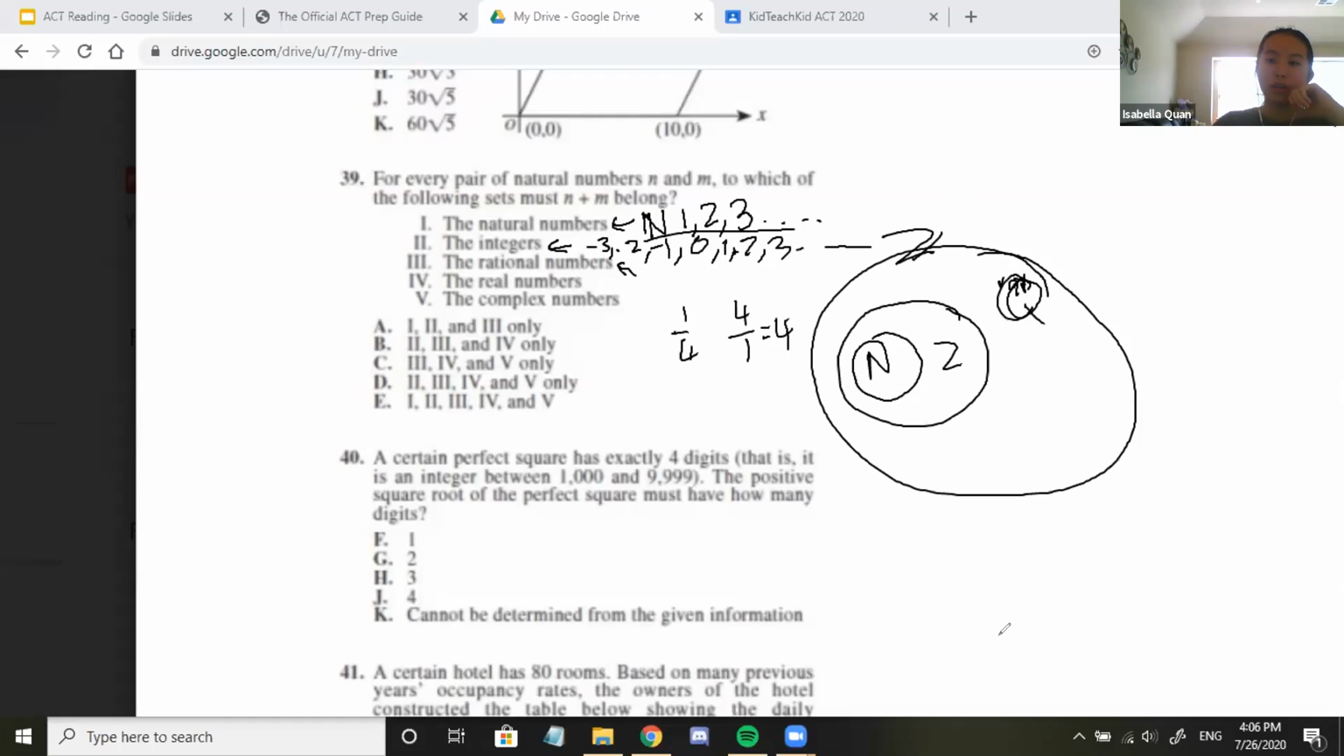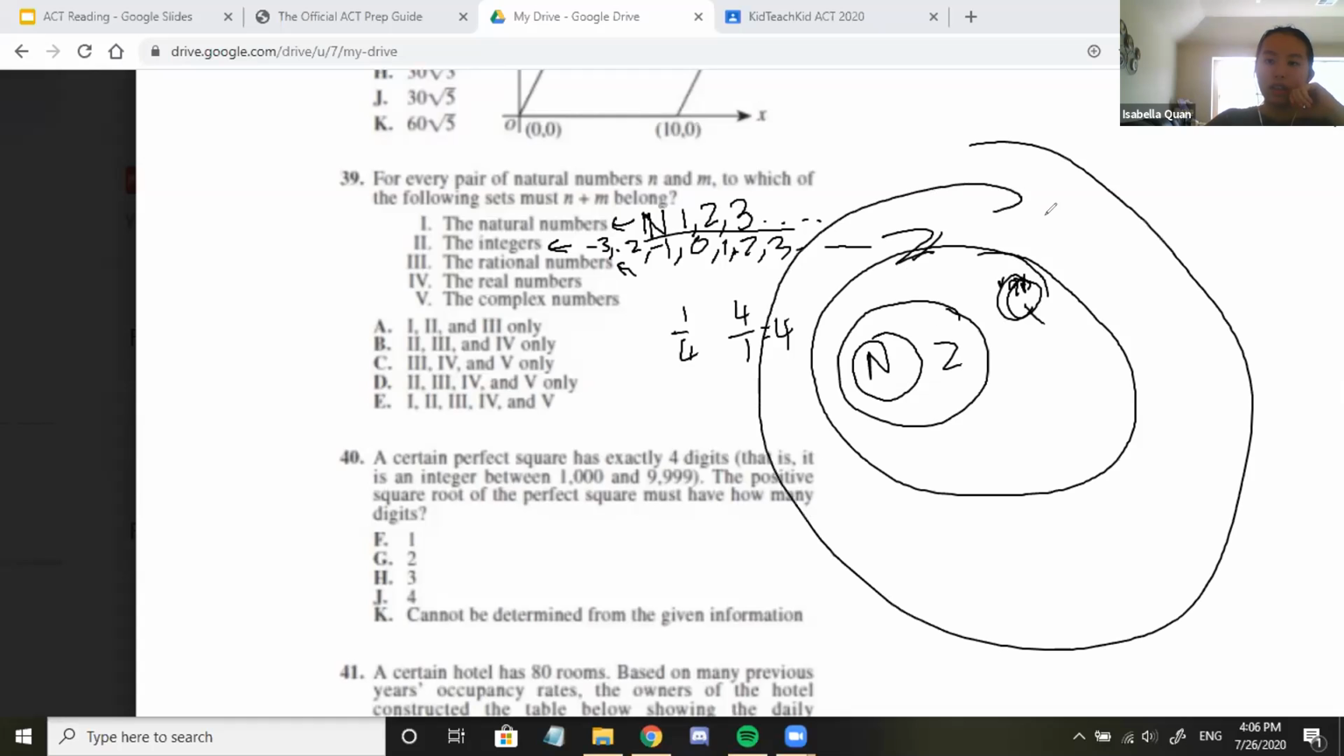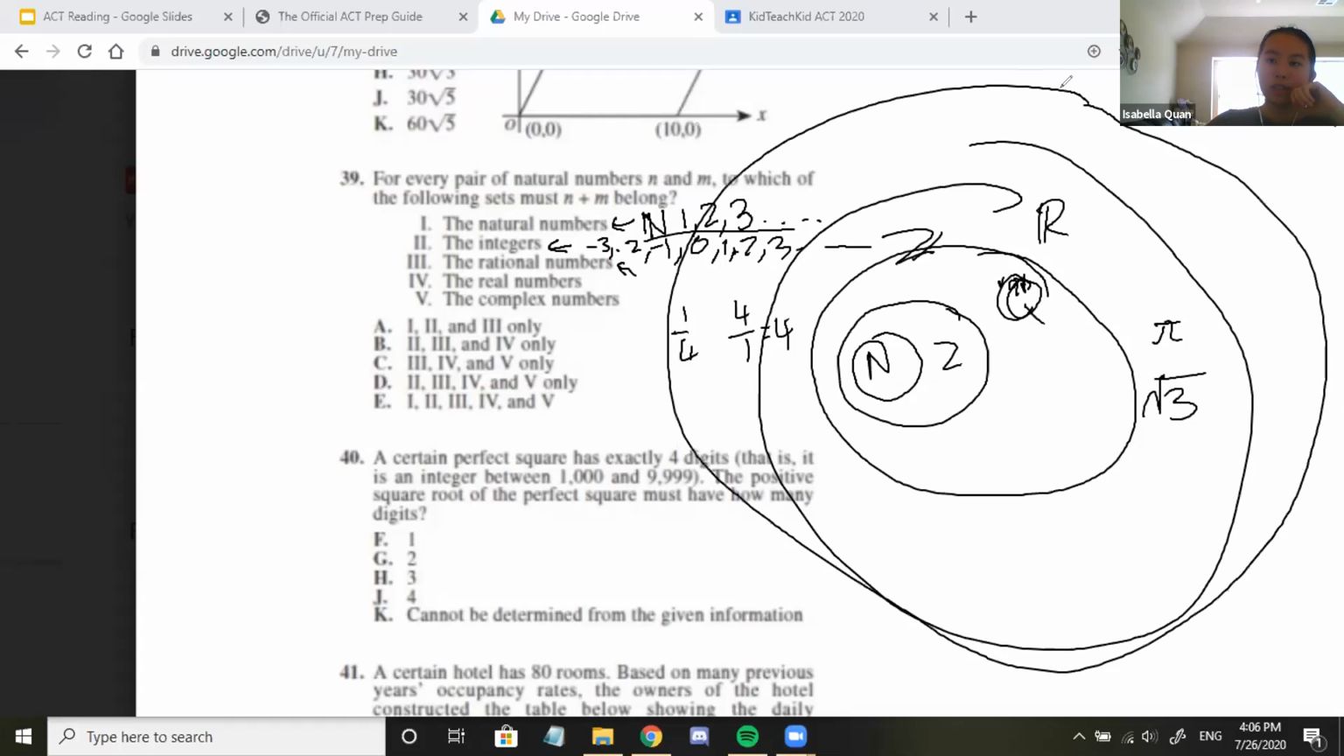Real numbers are even bigger. They can include stuff like pi, square root of 3, and then the biggest one is complex numbers. So that includes stuff like i and 3 plus 4i. If you're not too familiar with those, it's okay. The idea is that it's kind of like telescoping in: you start with complex, you get closer to reals, then you go down to rationals, and then you go down to integers and so on. But all of those are subsets of each other.